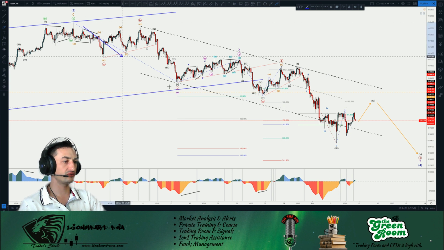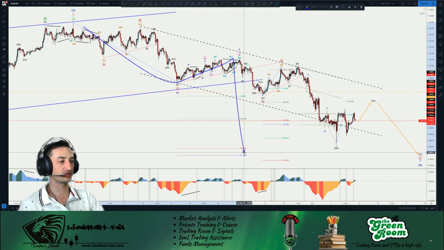All right, and the zigzag should actually go quite deep. Now we have Fibonacci extensions from W and X as targets, 161.8 let's say minimum, because the 100% was actually breached right here.